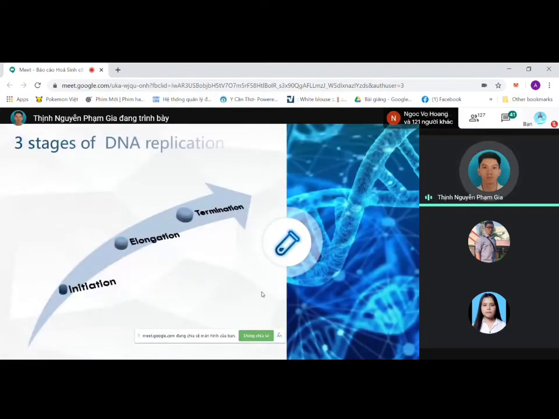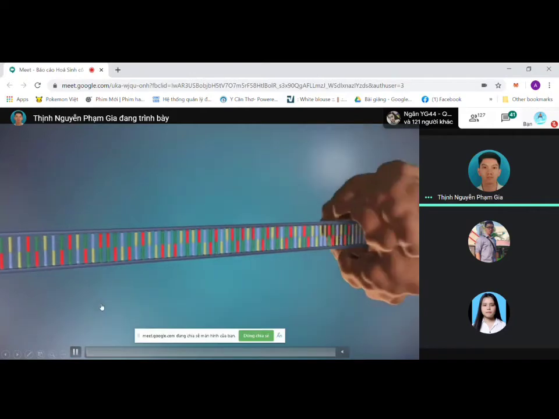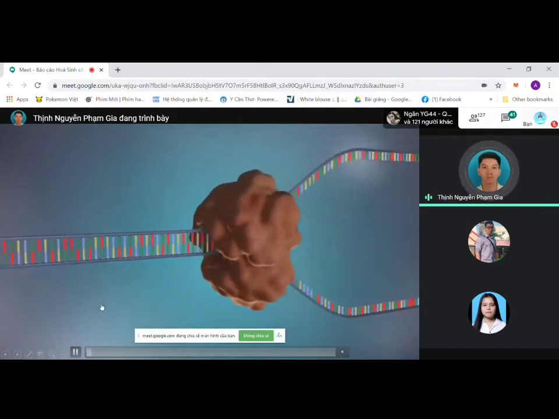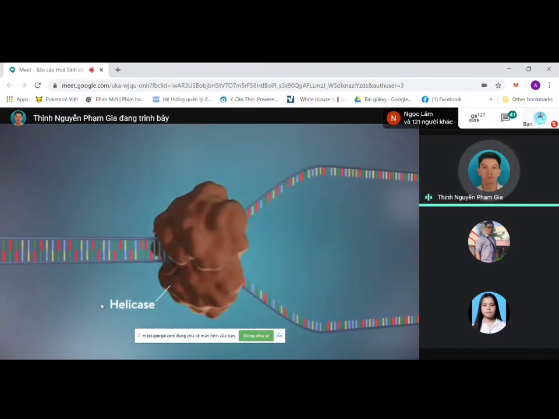Now is the most important thing. DNA replication has three stages: initiation, elongation, and termination. And I will go through this video. The first step is to separate the two chains. The enzyme helicase unzips the DNA. It makes a replication fork.